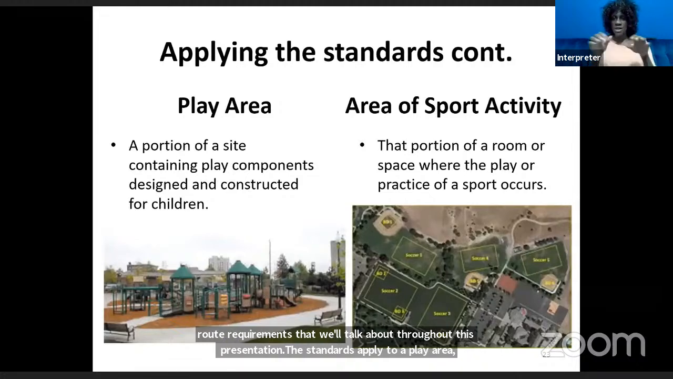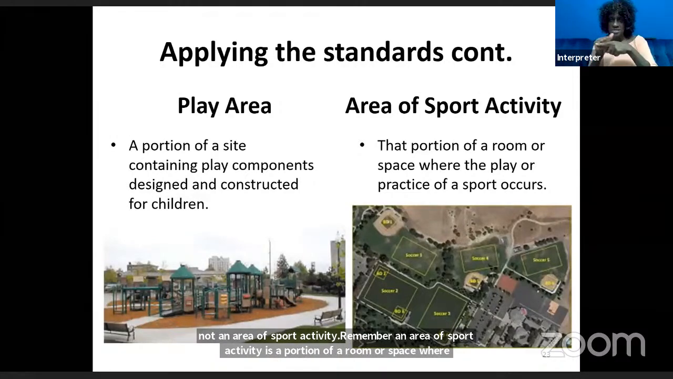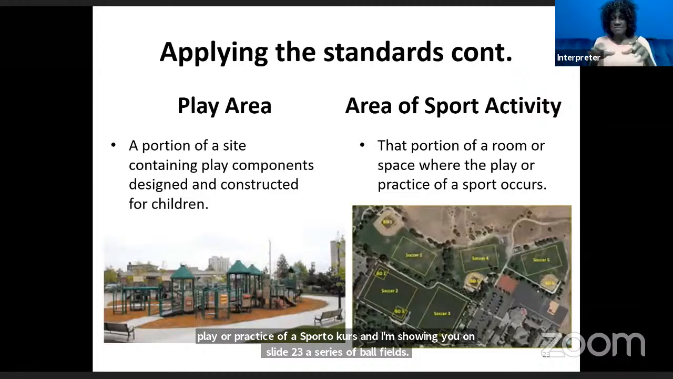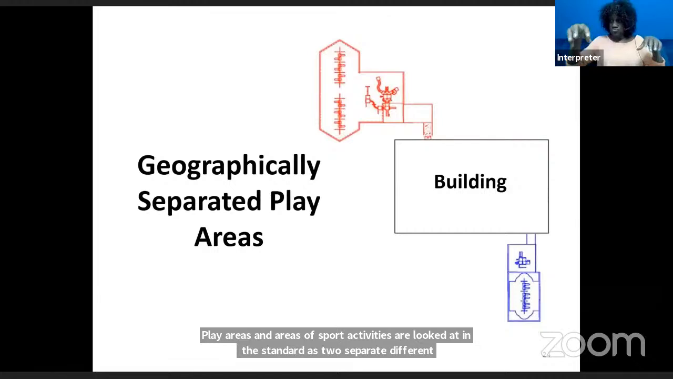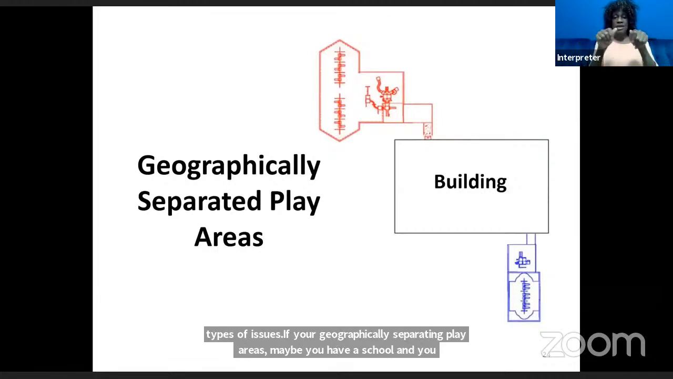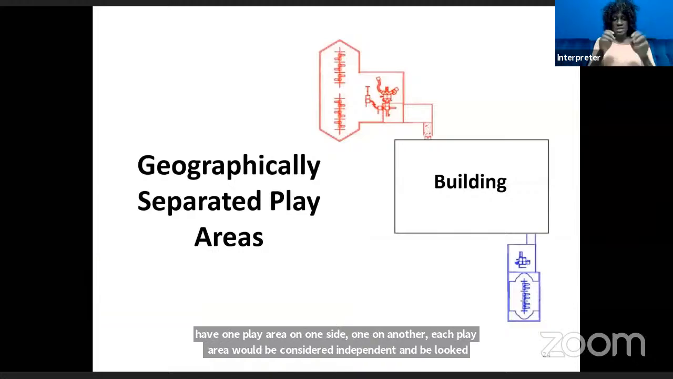Remember, an area of sport activity is a portion of a room or space where play or practice of a sport occurs. And I'm showing you on slide 23 a series of ball fields. Play areas and areas of sport activities are looked at in the standard as two separate types of issues. If you're geographically separating play areas, maybe you have a school and you have one play area on one side, one on another, each play area would be considered independent and be looked at independently when evaluating per the requirements that I'm going to be sharing with you.